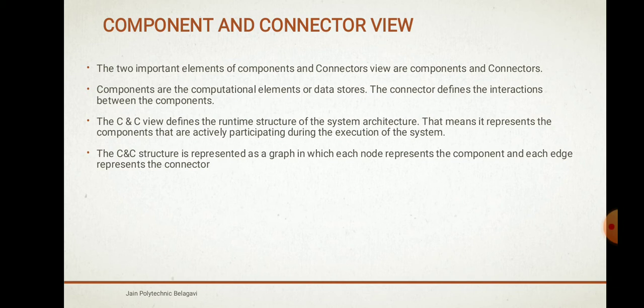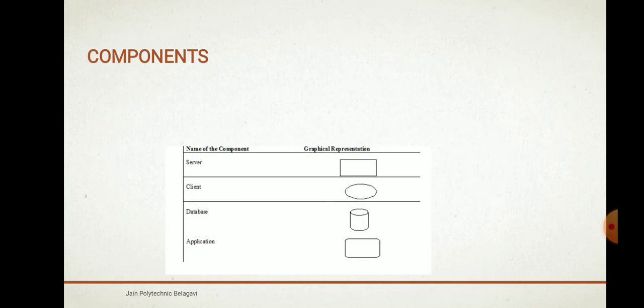It is represented as a graph in which each node represents a component and each edge represents a connector. As you can see in the diagram, the server is a component, represented as a rectangle. The client is a component, represented as an oval shape. The database is represented as you can see here, and the applications.